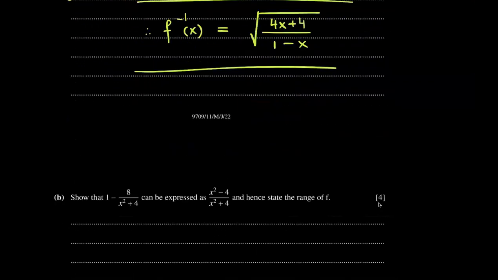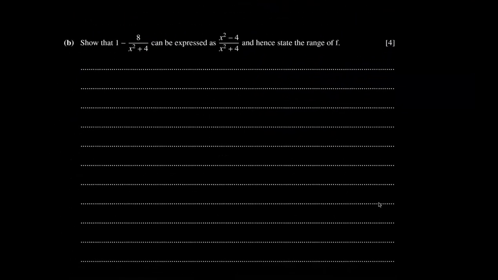Now let's look at the second part. It says, show that this expression can be expressed as this. Basically, these are identical. Either we break this down into this, or we simplify and make it equal to this, and hence state the range of f. Now the first part is pretty simple. That is, just take LCM.